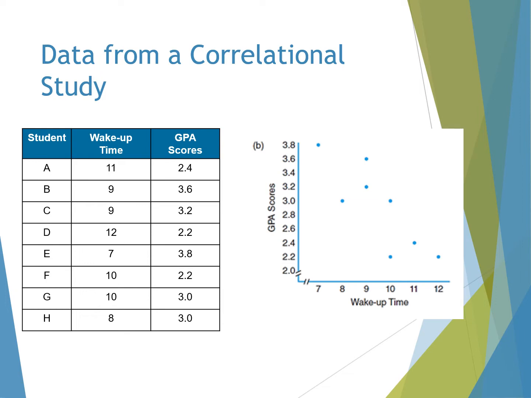So it looks like there is generally a negative relationship between GPA and wake-up time. We can see that there's this downward trend where people who wake up later tend to have a lower GPA. So we can say that maybe we find a correlation between GPA and wake-up time, but that doesn't tell us why. It could be that waking up early directly improves someone's GPA. It could be that being smart enough to get a high GPA makes you wake up early. It could be something entirely unrelated.